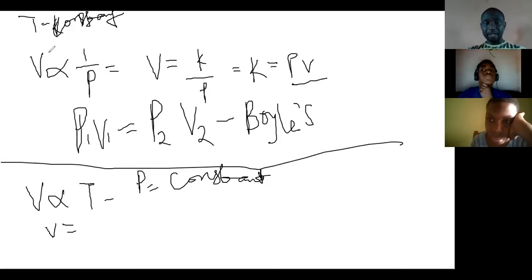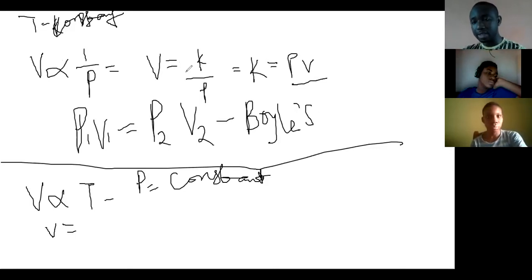Look at V is inversely proportional to 1 over P. And I told you that the proportionality sign becomes an equal to, and whenever we introduce equal to, you must introduce a constant. So why did we introduce the constant on top? We introduced the constant on top because there was 1 over P, right? Do you understand that part? Yes.